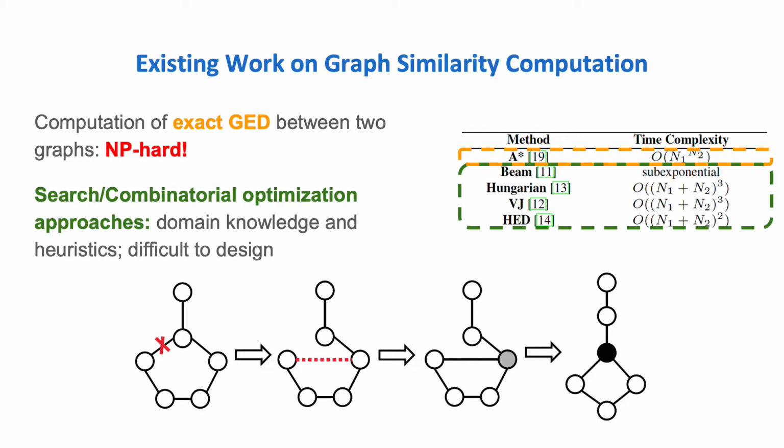On the bottom of the slide, you can see an example showing how to convert one graph to another from left to right. That requires 3 steps. First, cutting one edge, and then connecting the dashed edge, and then changing the label of the node. So that requires an edit distance of 3 to convert from one to the other.